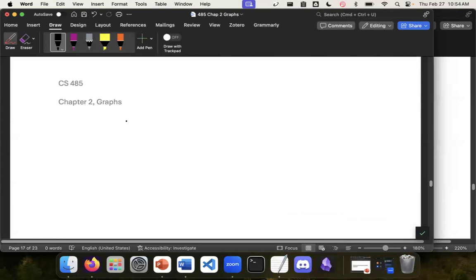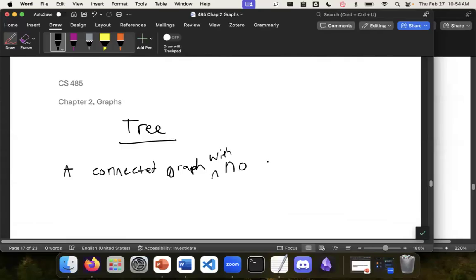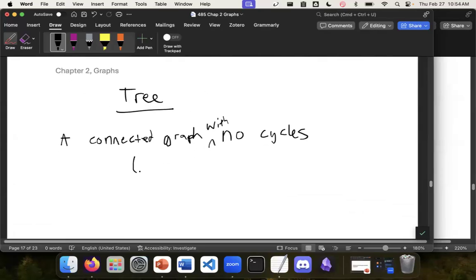Another kind of bipartite graph is a tree, which is just a connected graph with no cycles. And so with no cycles, that bit we can call acyclic, A meaning no, and cyclic meaning cycles. So it's a connected acyclic graph.